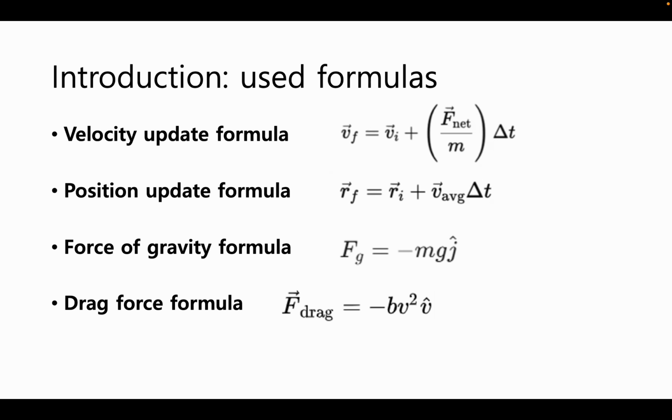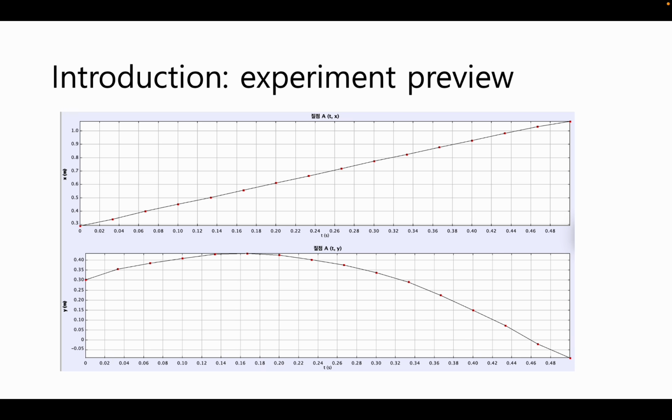And then you can see the force of gravity formula, which states that gravity equals minus mass times the gravitational constant, which is 9.8. The drag force formula, as you can see from the bottom, states the force of the drag acting on the object.